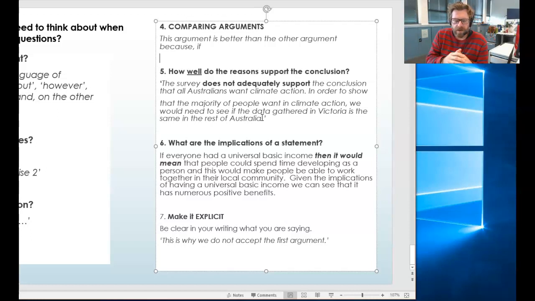All right. And lastly, just going back to the point I made at the start of this little section: make it explicit. Be clear in your writing and in what you're saying. Having that signposting is really, really useful for you as a writer to clarify your own thinking, and obviously for the markers to be able to identify easily what it is that you're getting at. Okay, I'll leave it there.